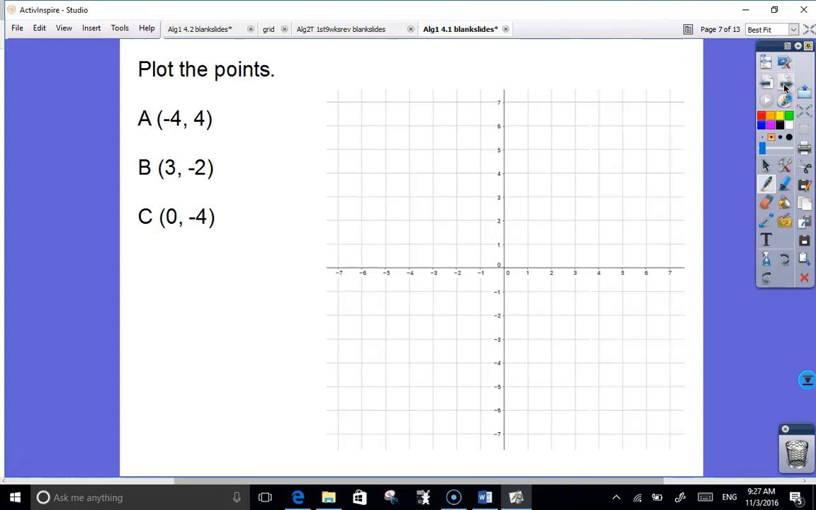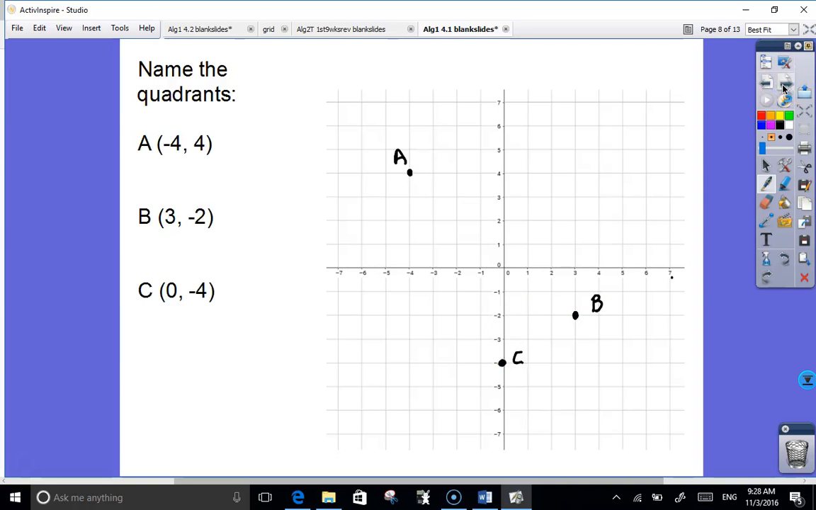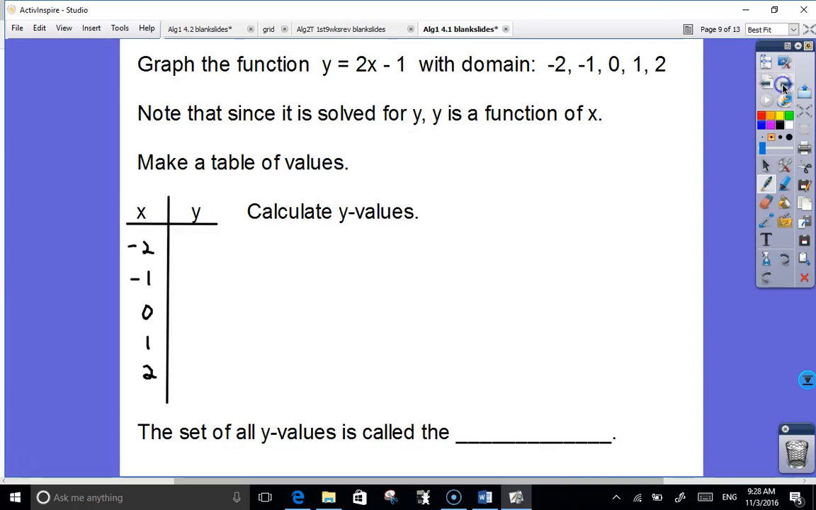7. So plot the points. Okay, which quadrant am I going to plot A in? -4, +4 puts it in 2. Right? That's A. Okay, which quadrant am I going to put B in? Okay, it's got X is positive, Y is negative. That's to the right and down. There's B. And what about C? It's right here in between 3 and 4. Okay. Easy stuff, right? Okay, name the quadrants. Oh, we just did that in the course of doing that.